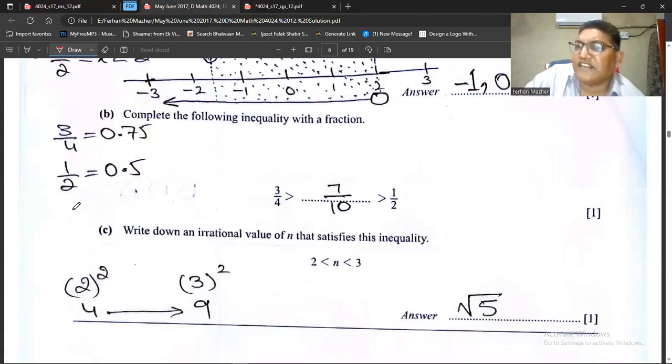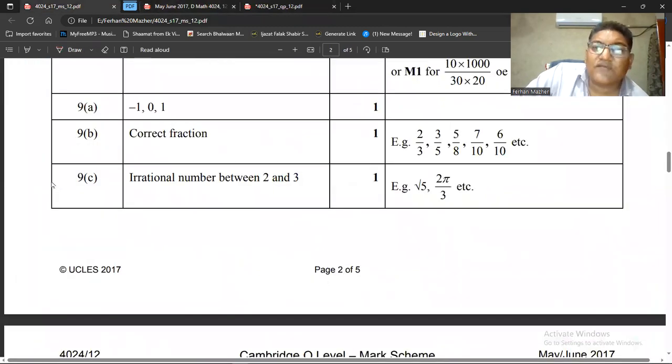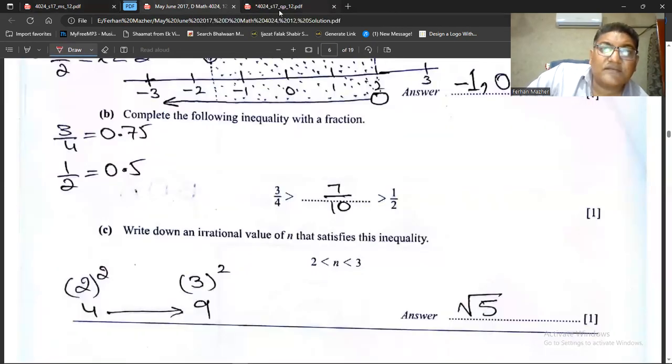You can also write here 6 by 10. Okay, so that's up to you. These are examples of correct fractions. I have written this one. Okay, so the answer is right, sir.